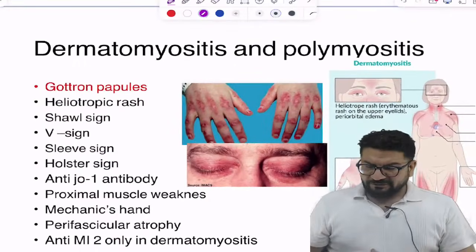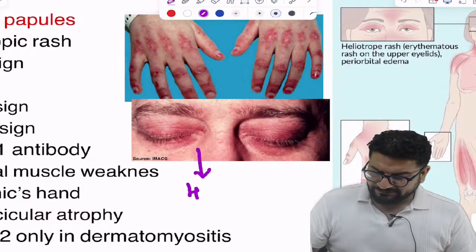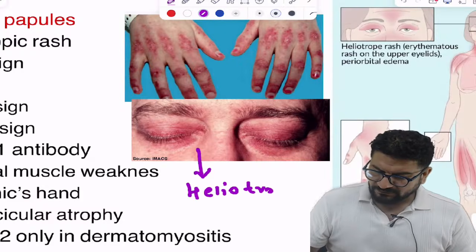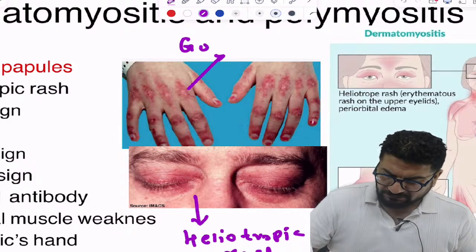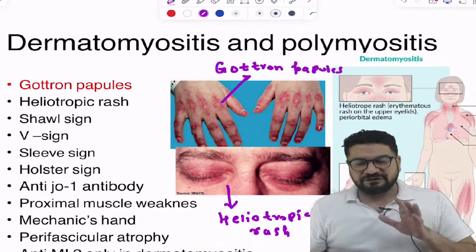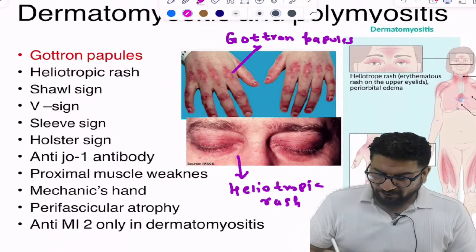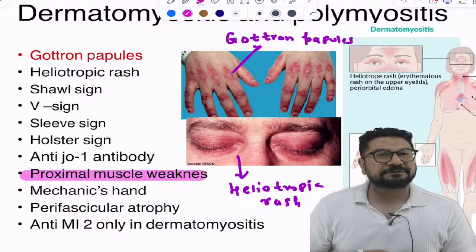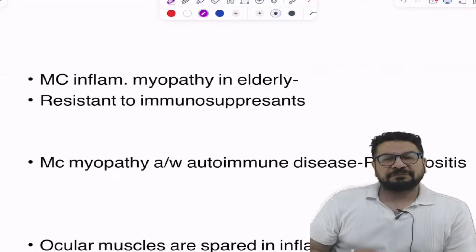Now dermatomyositis, polymyositis: they ask you a question like, this is a type of rash we see in the periorbital area. We call this heliotrope rash. And you can see these are the papules in the skin. We call them Gottron papules. These are papules in the knuckles area. Now remember, the only difference between dermatomyositis and polymyositis is that dermatomyositis will have skin involvement, and both will have involvement of proximal muscles. So there will be proximal muscle weakness.